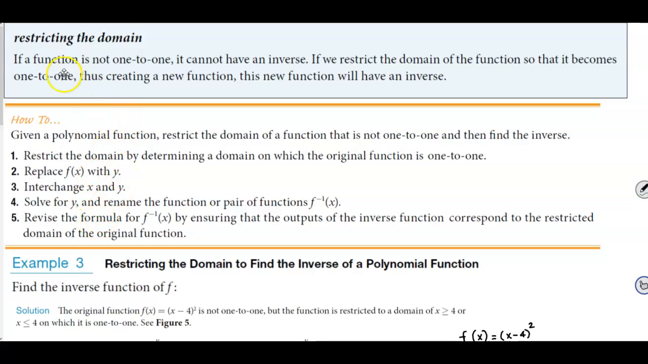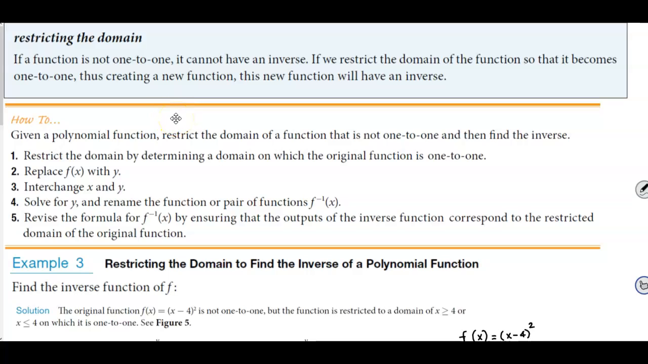Okay, in example number 3, we're going to be restricting the domain. If a function is not one-to-one, it cannot have an inverse. If we restrict the domain of the function so that it becomes one-to-one, thus creating a new function, then this new function will have an inverse. So how do we go about that?